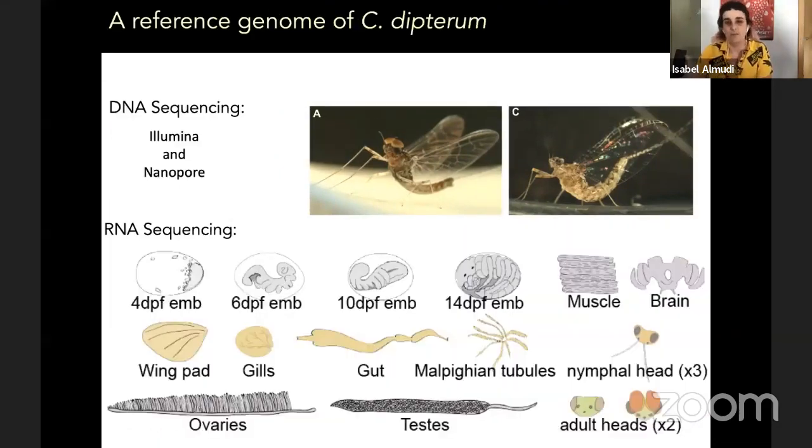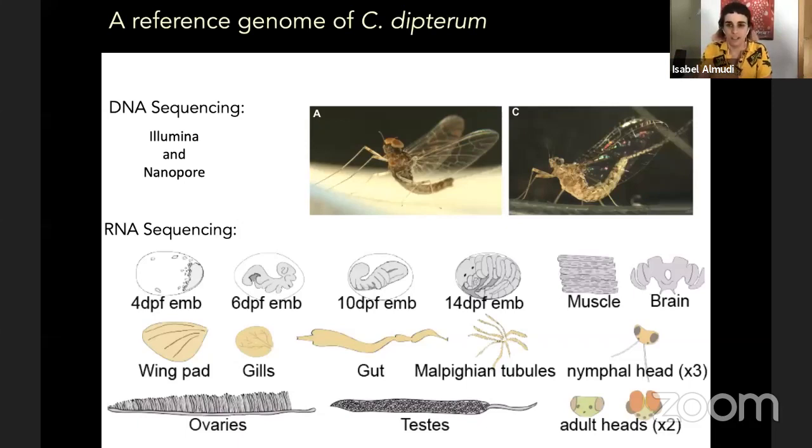In order to get the genome, we sequenced the genomic DNA using Illumina and nanopore strategies, but we also sequenced the RNA of multiple developmental stages and tissues from nymphs or adults. And why did we do that? First, to help with the gene annotation, but also to do some analysis on different profiles of the expression pattern of these genes across the different samples.